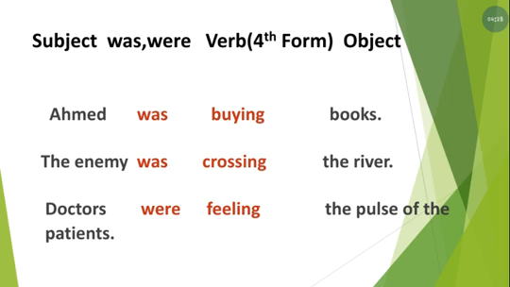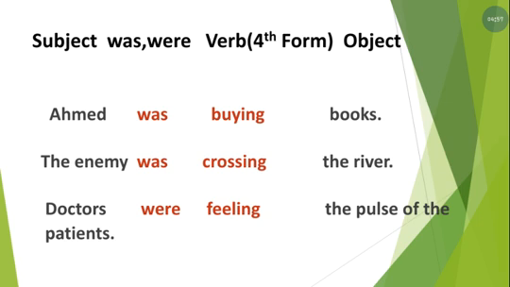So to make the sentences of past continuous tense, first we write the subject. Doctors, this is your subject. After that we have a helping verb and now we know it, we use it according to the subject. Because subject is plural, that's why we used were here. Doctors were. After that you are supposed to use fourth form of the verb. Doctors were feeling, and at the end you are supposed to write the object. Doctors were feeling the pulse of the patients.